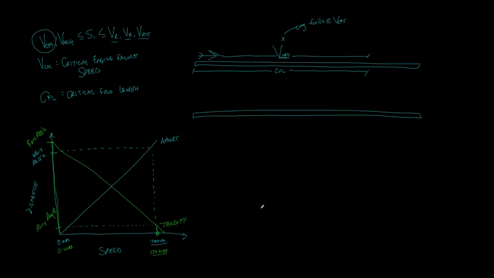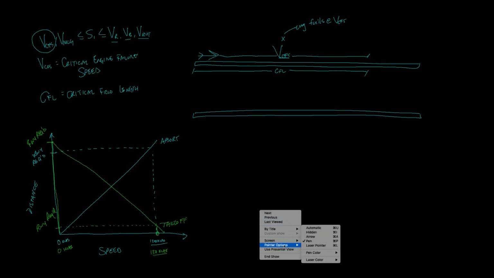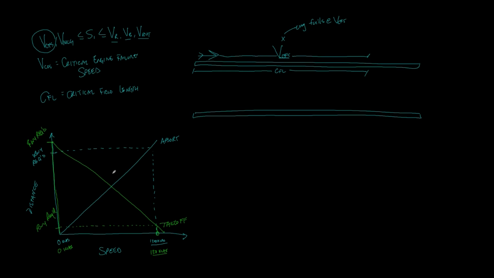Now, let's change one more time on the color so we can see it better. What critical engine failure speed states is that if we lose an engine at this critical engine failure speed, it's going to take the same amount of runway for us to abort or continue the takeoff and take the aircraft airborne, right here. And that's where these two graphs meet. And that distance, where they're the same, is called our critical field length. Hopefully that helps you see a little better.